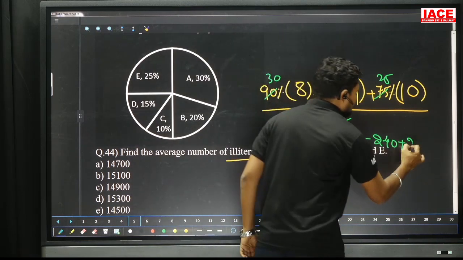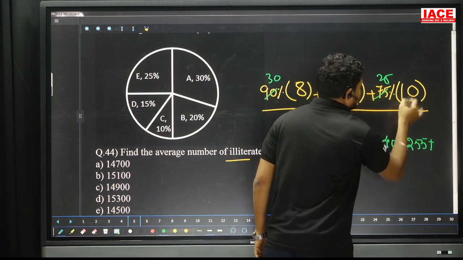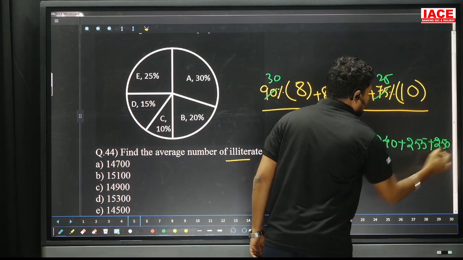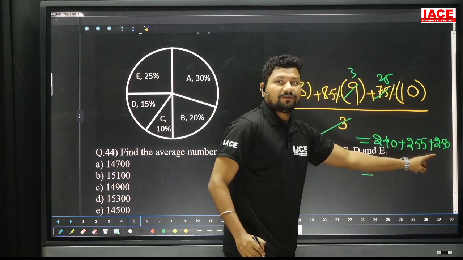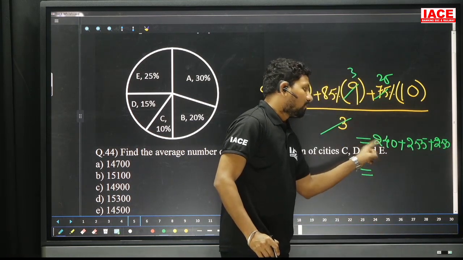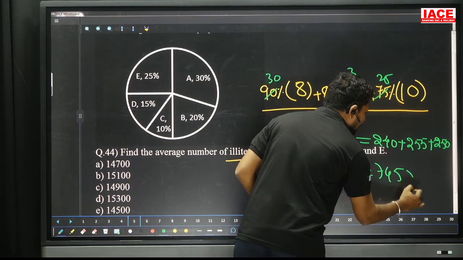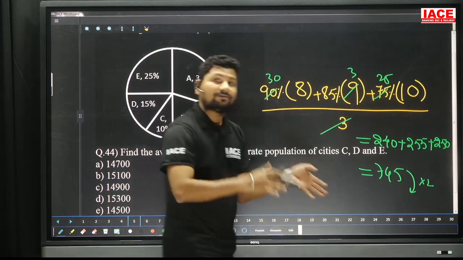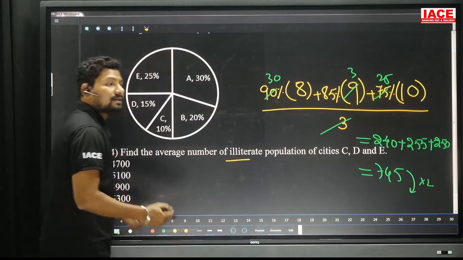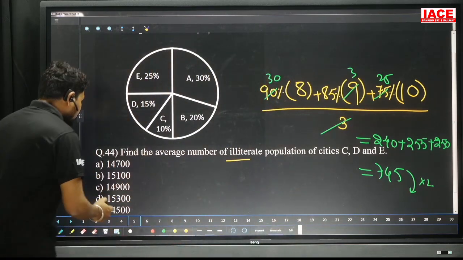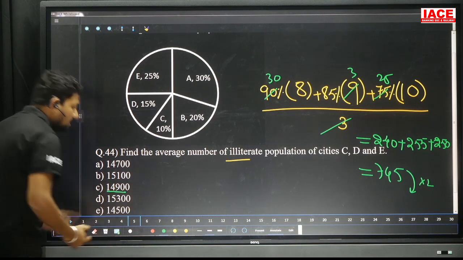It is 255, plus 25 tens it is 250. 250 plus 250 is 500, and extra 5, so 240 plus 255 plus 250 comes to 745. Overall it is 745. Whatever value you get, you can always double it to get the final answer. 745 doubled is 1490. Which option contains 1490? That is our answer. It is 1490.